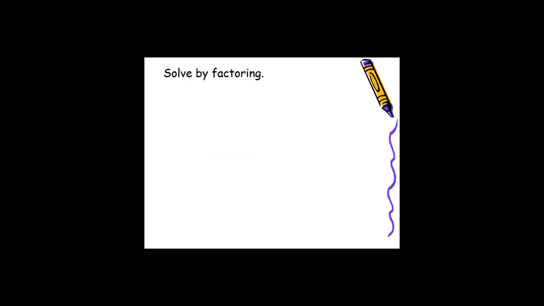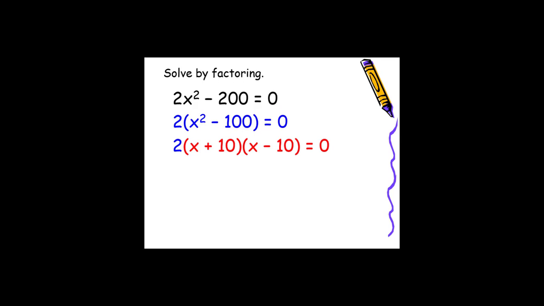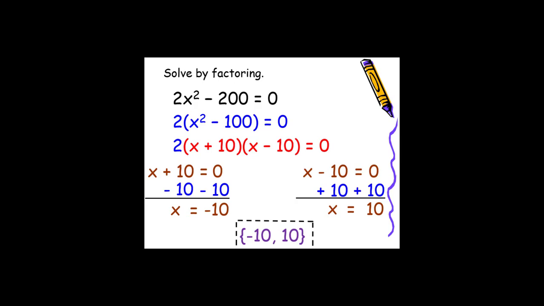Let's solve by factoring. First, we'll GCF factor. We'll factor out a 2. Notice that we have the difference of squares now. A perfect square subtracted from another perfect square. Therefore, this is a difference of squares, which can be factored out by writing 2 times the quantity x plus 10 times the quantity x minus 10. And now we can solve using the zero product property. X plus 10 is equal to 0 and solve. X minus 10 is equal to 0 and solve. Our answers are negative 10 or 10.